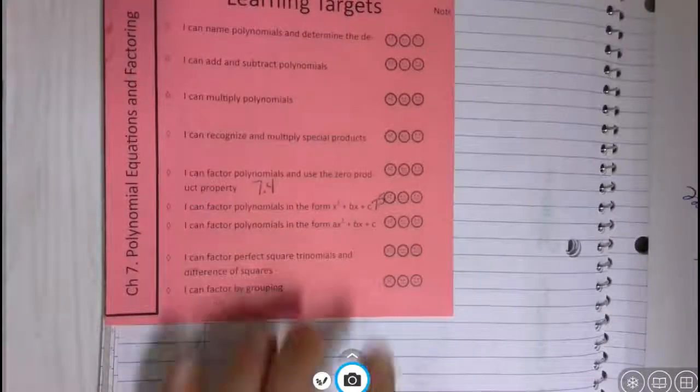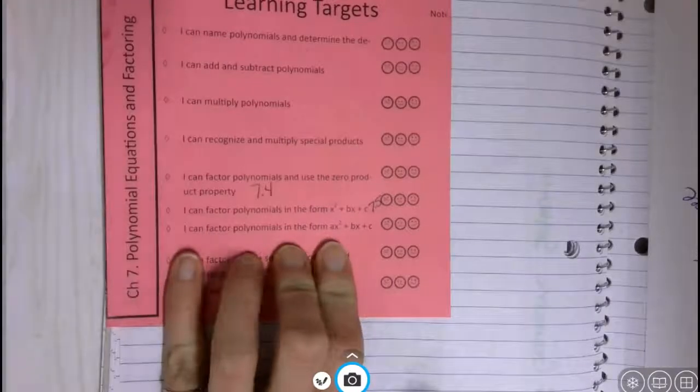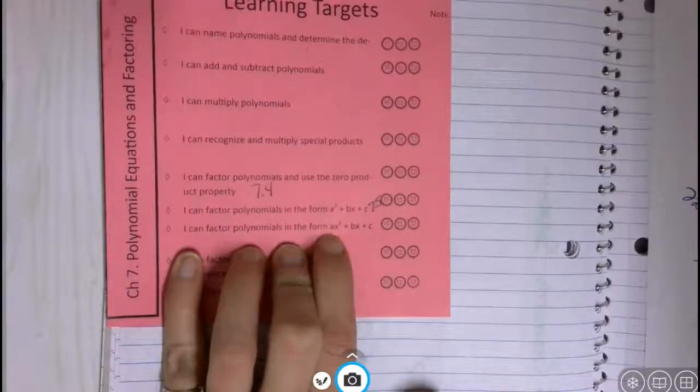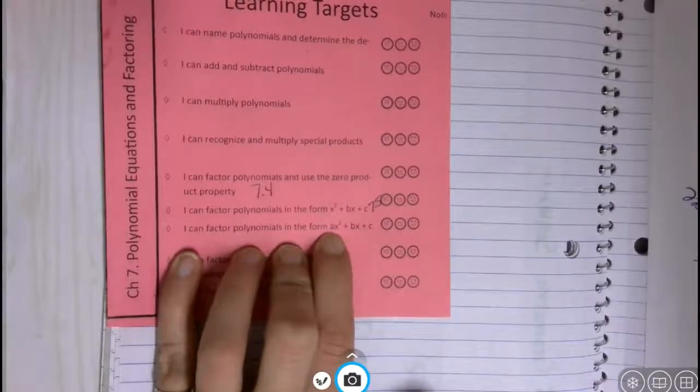All right, here we're going to look at our notes for 7.6. And again, today we only have one learning target: I can factor polynomials in the form ax squared plus bx plus c. So one thing that's different that you'll notice is now I have a number or a value in front of that x squared term.